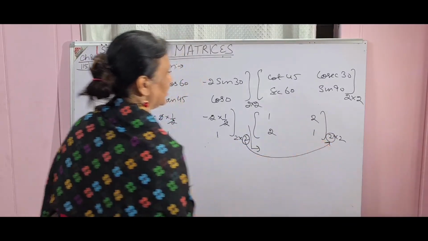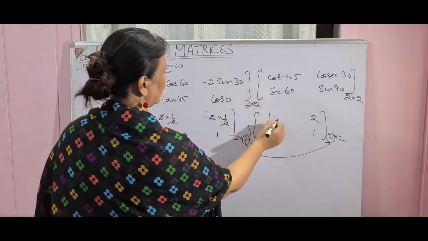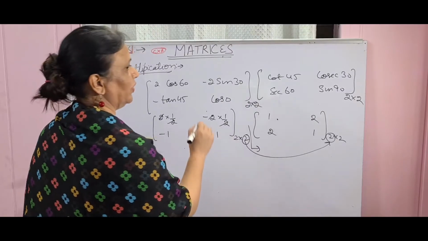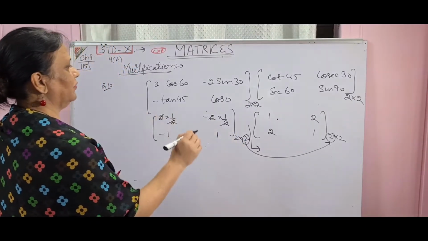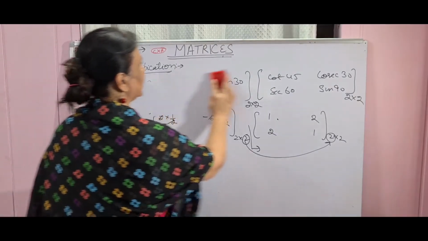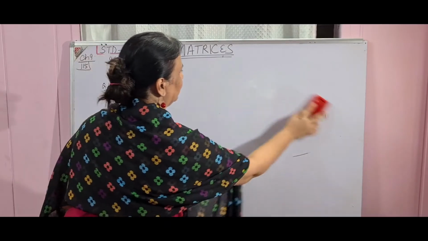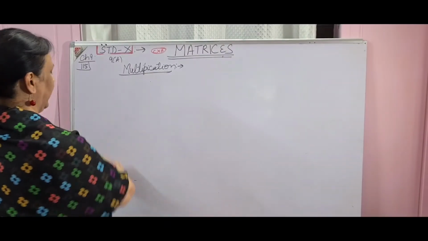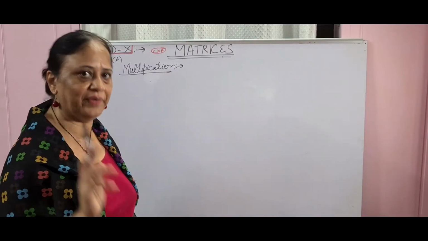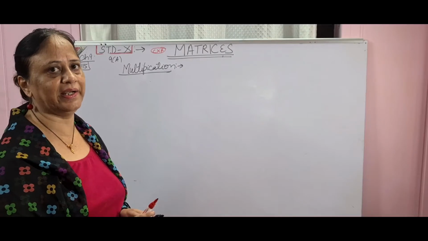So multiplication is possible. Taking rows of the first matrix and columns of the second matrix, you will do the sum: row 1 column 1, row 1 column 2, row 2 column 1, row 2 column 2, and this finishes your multiplication. All of the matrices questions depend on the basis of multiplication, and multiplication depends on the rule that columns of the first matrix should be equal to rows of the second matrix.